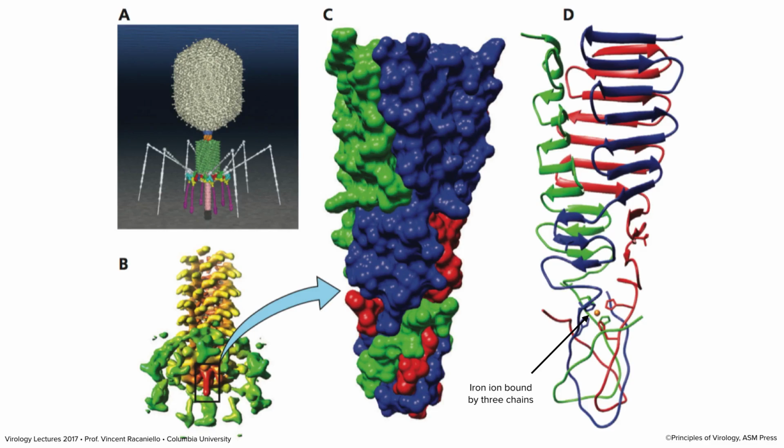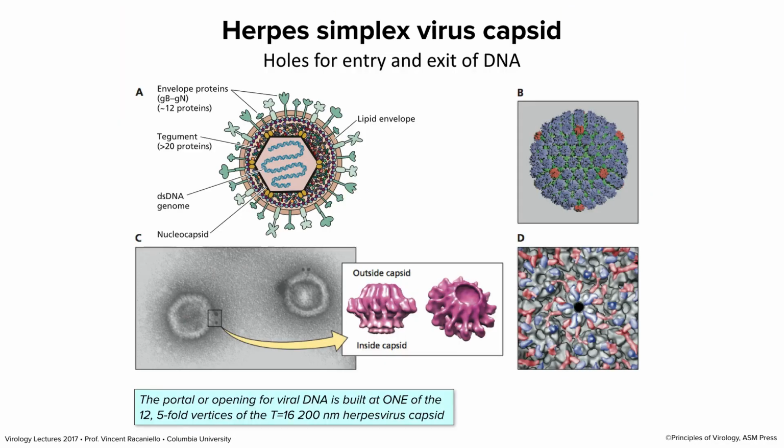Now, the spike probably has to fall off. We don't actually know what happens, because to allow the DNA to come through, it probably has to fall away. We don't exactly know how that happens. But what I like about this is beautiful form according to the function of this tail spike.